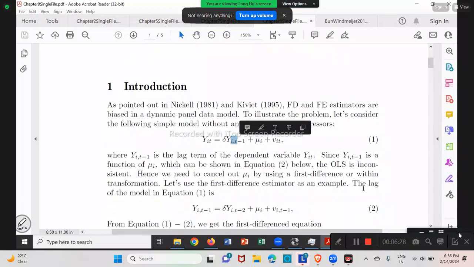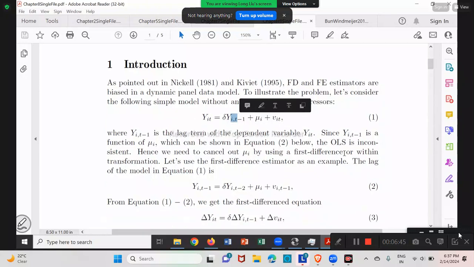Let's talk about the first difference transformation, because that's easier and simple. The within transformation, the tilde transformation, will be very similar, so you can try to derive it by yourself, but I'll show you the first difference. The first difference transformation will be our equation three. Where does it come from? Equation three is equation one minus equation two.